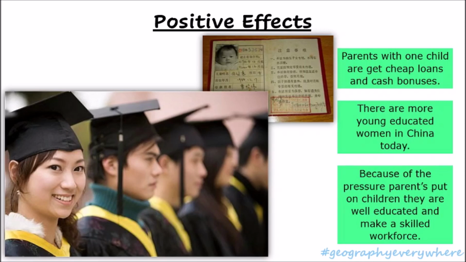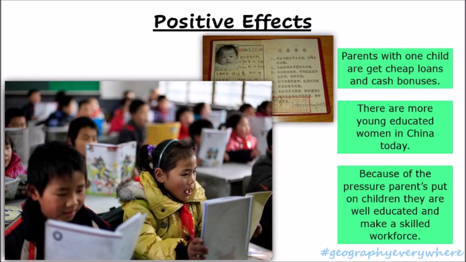Since there was now only one child to continue the family legacy and to help the parents when they were older, they made sure that the children were well educated and could go to school and get a good job. All the pressure of the parents on the children and their education made them a very skilled workforce once they became adults.